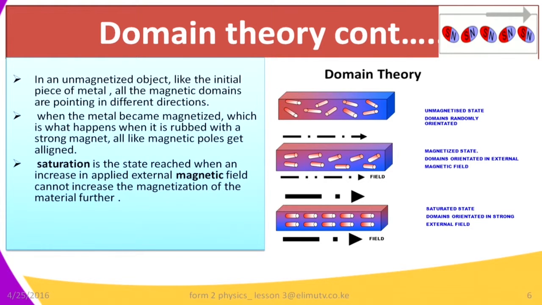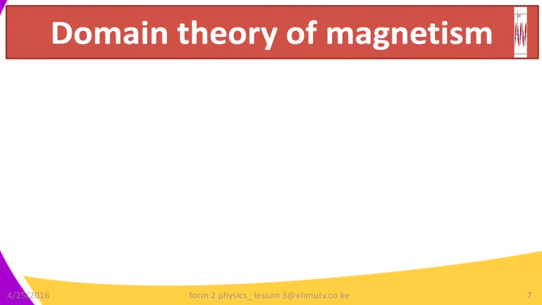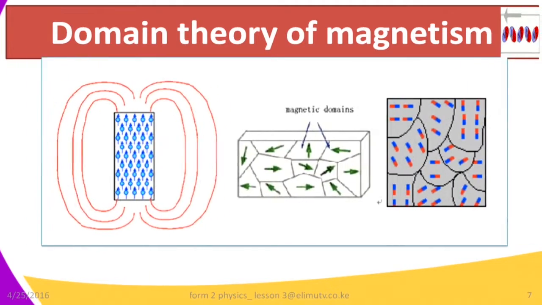Then the last one is the magnetic saturation, and then we call it a saturated state. And in this case, domains are oriented strongly in an external magnetic field. All the domains and magnetic dipoles are aligned in one direction. So this one summarizes the behaviors of a magnetic material when a strong electric current is passed through, which helps us understand the domain theory.